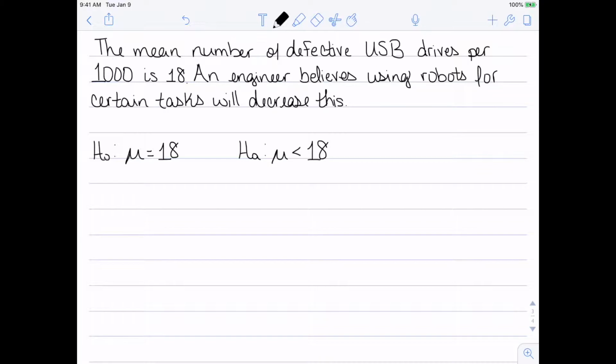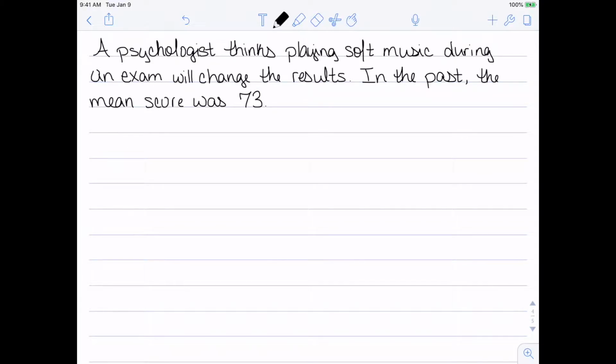Let's look at one more example. A psychologist thinks that playing soft music during an exam will change the results. In the past, we know the mean score was 73, so that tells us our null hypothesis, that mu is equal to 73. We then need our alternative hypothesis. This psychologist thinks it will change the results, but they're not claiming whether it's going to go up or down. So this is when we use not equal to. We're not claiming that they're going to get bigger or smaller. We're just claiming that we don't think they'll be 73 anymore, so not equal to.